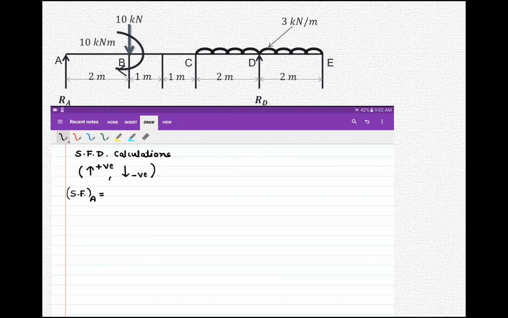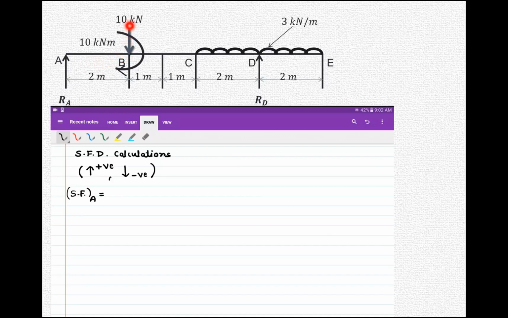Now let us start with shear force diagram calculations. The conventions that we have used is upward forces are considered as positive, whereas downward forces they are considered as negative. So for calculation, let us see first at point A there is a upward acting force, that is reaction at A, so it is positive. At B left there is no other force that is acting between A and B, so whatever is the shear force at A, the same will be acting at B left.